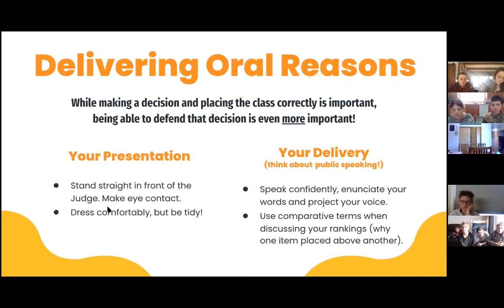Use comparative terms when giving your reasons, why one item placed above another. Use wording that describes the products in a complementary way. You should never put down one product over another. Use words that build the product up. For instance, say, "Chainsaw number 2 had a longer cutting bar and 20 cc's larger engine than chainsaw 4." Not, "Chainsaw 4 was smaller and had less power."